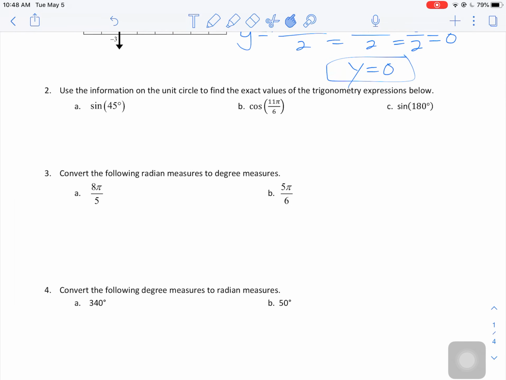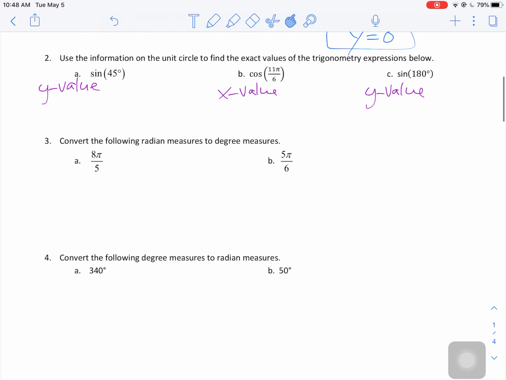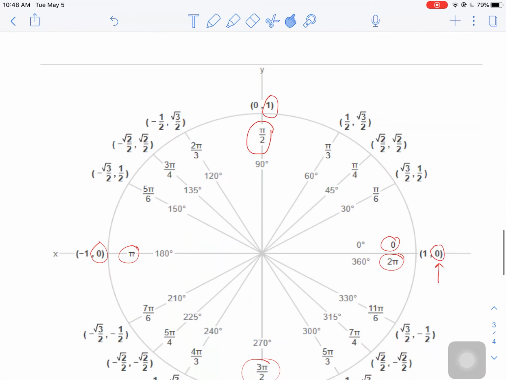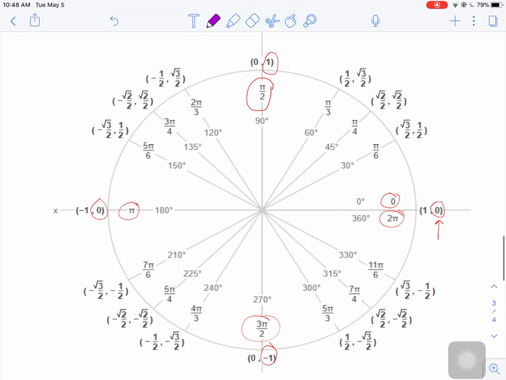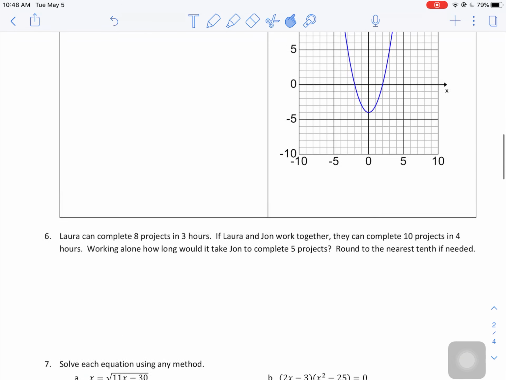Number 2, use the information on the unit circle to find the exact values of the trigonometry expressions below. So remember, sine is the y value, and cosine is the x value. So cosine is the x, and sine is the y. So for this first one, part A, we want the y value at 45 degrees. So 45 degrees is right here. We want the y value. So √2/2.